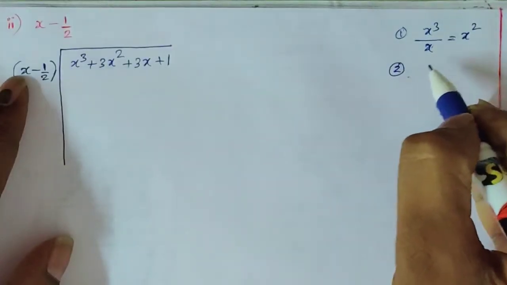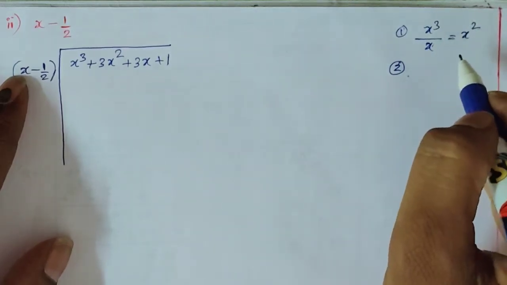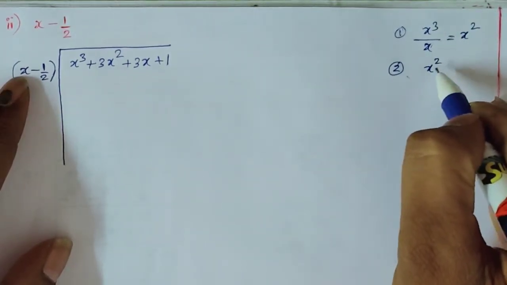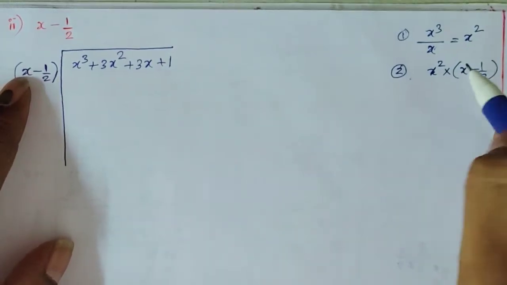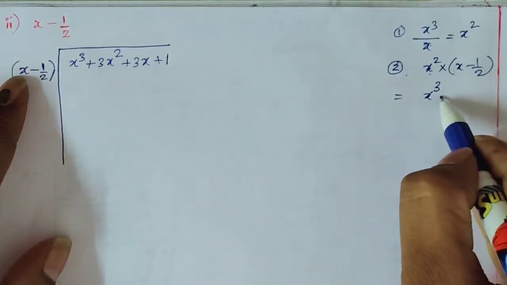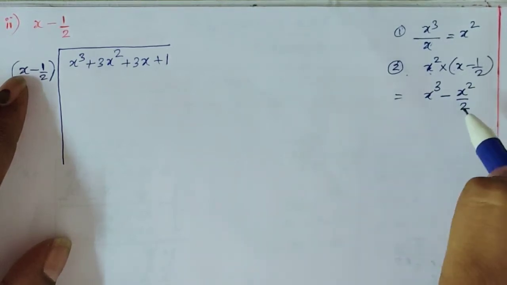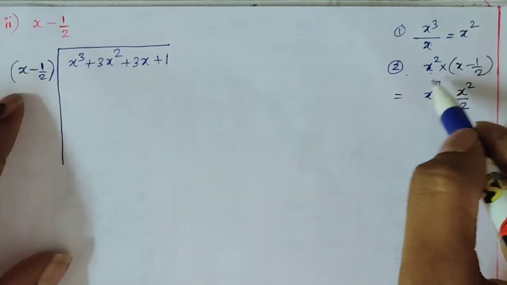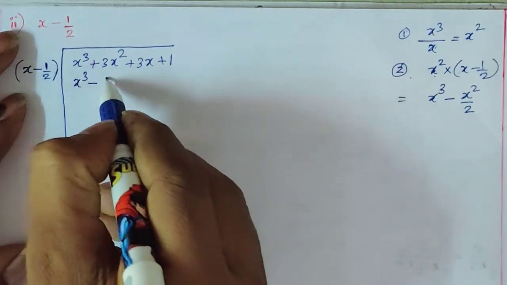So now the second step, you need to multiply the divisor with x square. So here x square into x will become x cube. Since there is minus, write minus x square into 1 by 2 will become x square minus x square by 2. So write this part just below the dividend, x cube minus x square by 2.